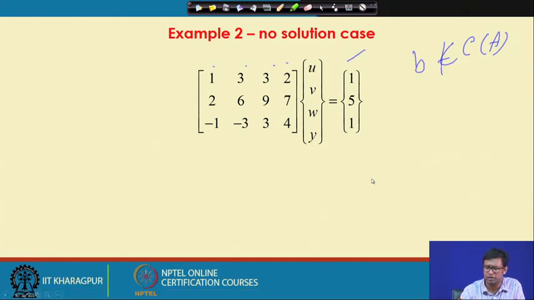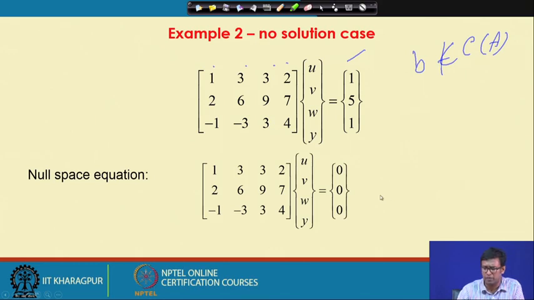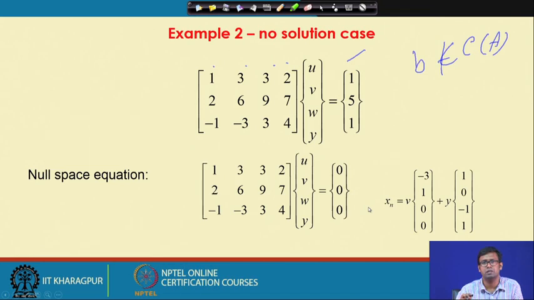Let us try to find out the null space equation. This is the null space equation. Null space will always have a solution. It is the same equation as earlier, A is the same, only the b vector is changed. A is the same A that we have solved in the last case. So, null space will have the same equation. Null space will always have a solution. Now, when we try to see the particular solution, we will see that there is no particular solution, because b is not a member of the column space.